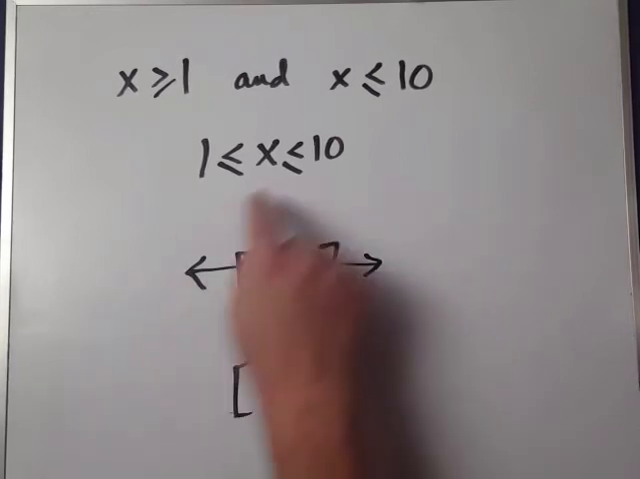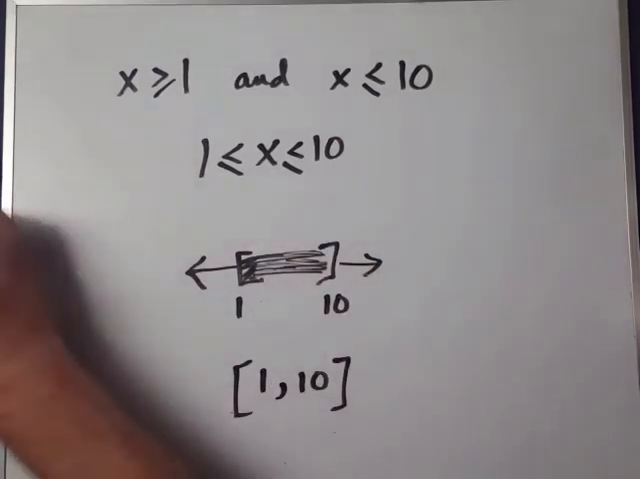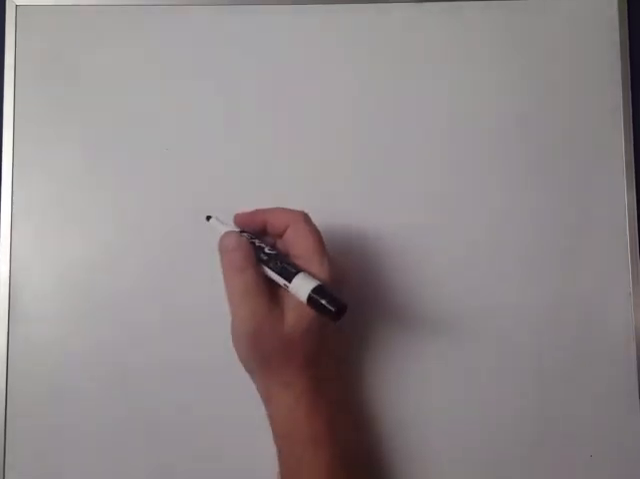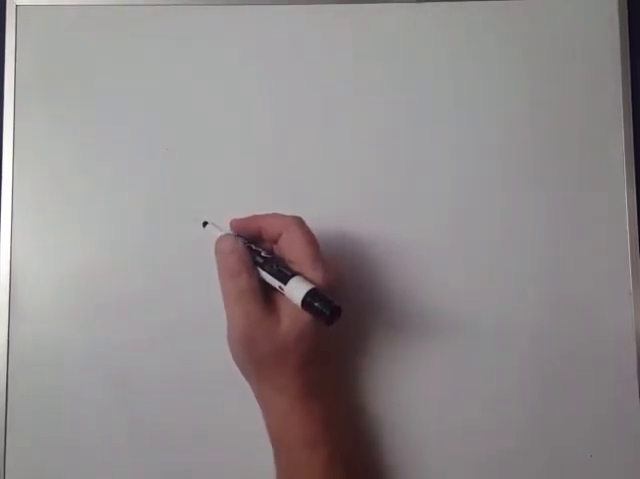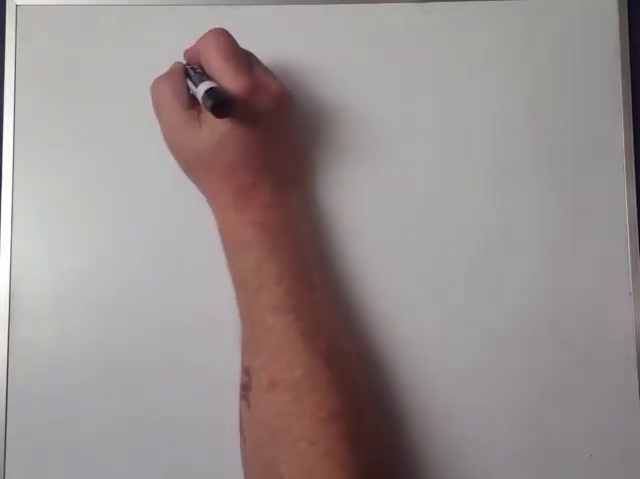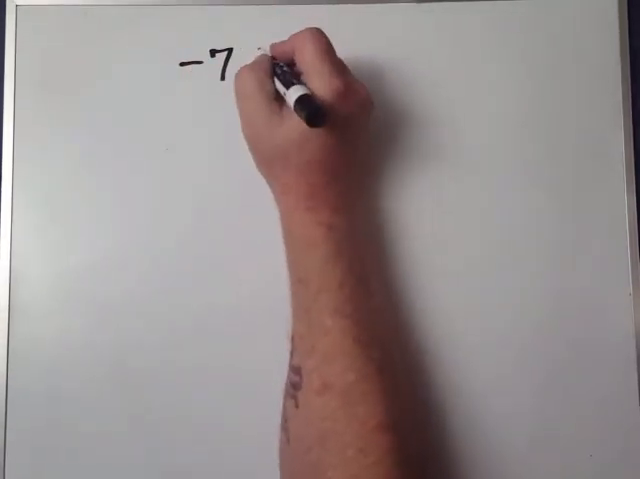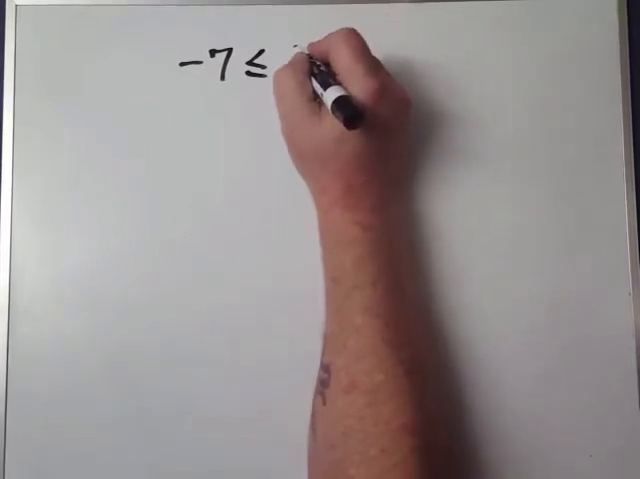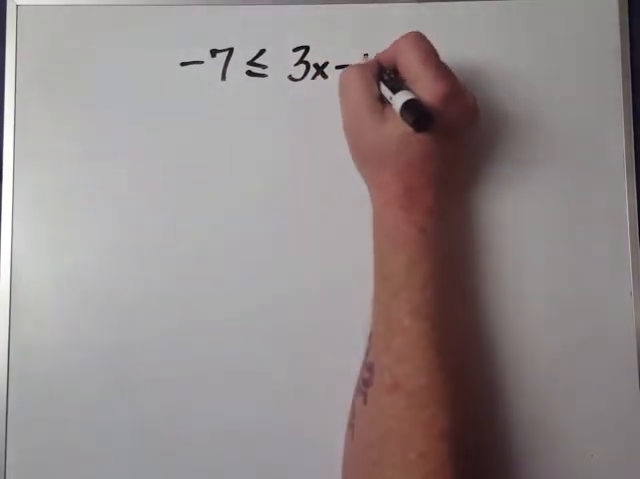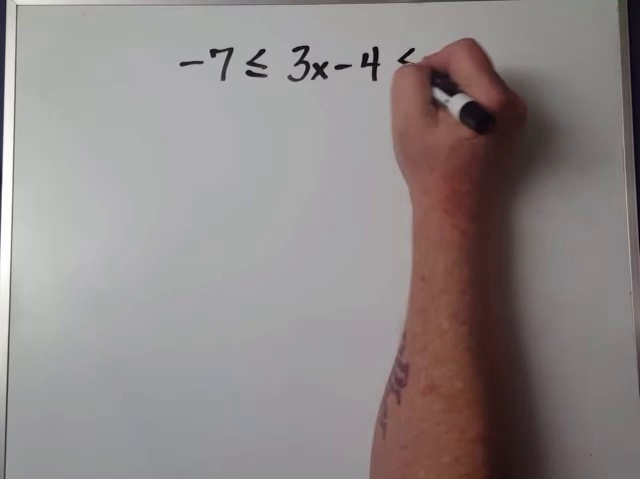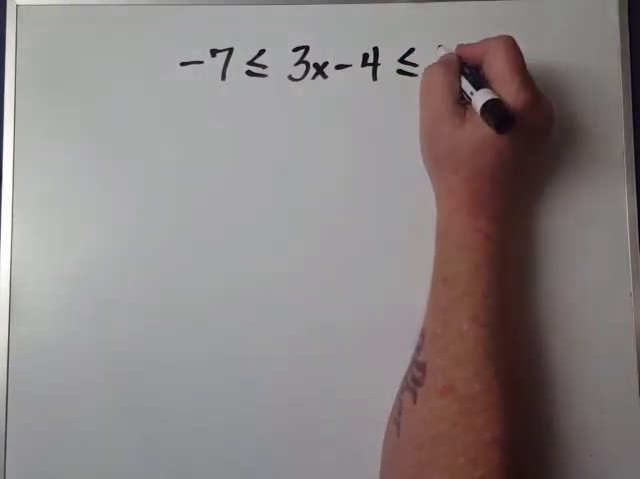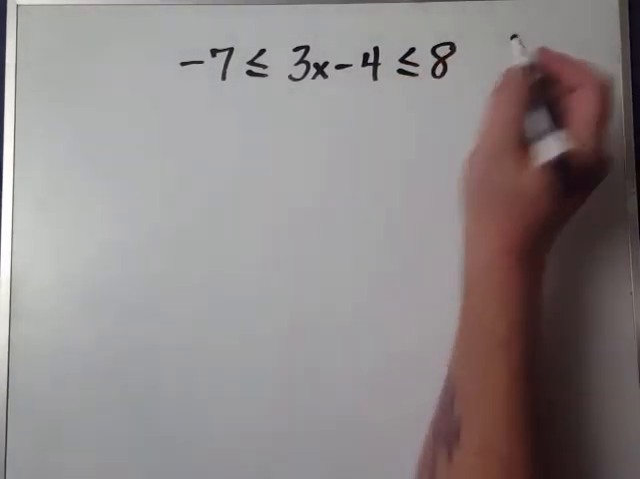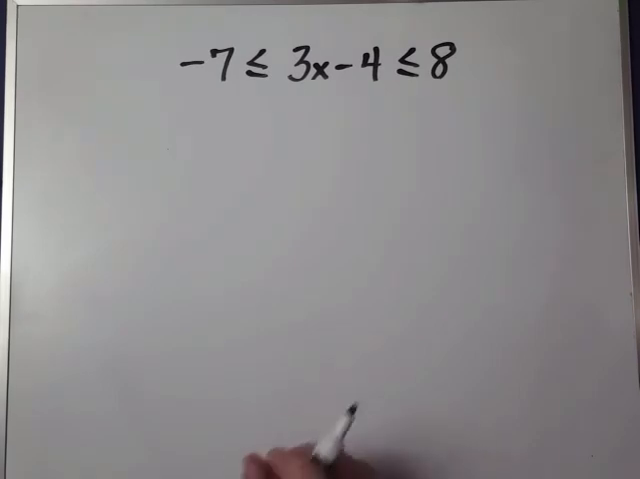Well, guess what? We can solve critters that look like this. Because think about it, it's just two inequalities that have been squashed together. Look at problem number 102 in the homework. We have a triple inequality, or a compound inequality.